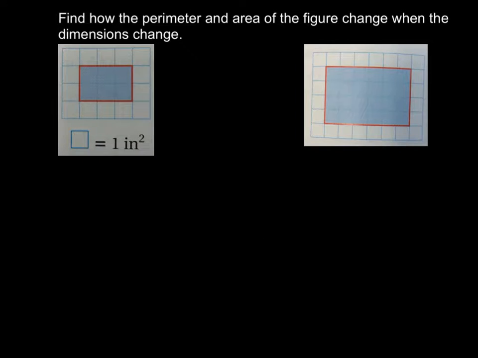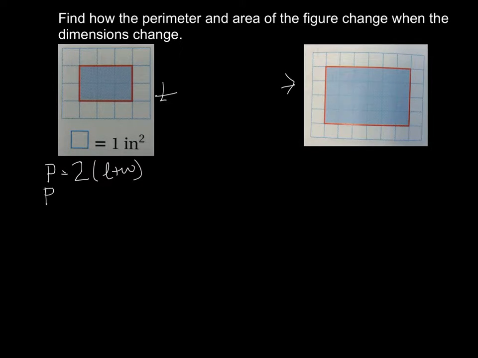Okay, so we're going to say that this was the original size of her photo on the left. This was our original size, and we wanted to enlarge it here. Each box equals 1 inch squared. So let's figure out, how is the perimeter and the area going to change when we change our dimensions? So we'll remember the formula for perimeter is P equals 2 times the length plus the width.